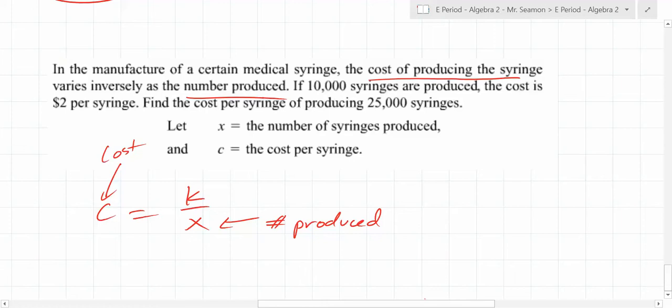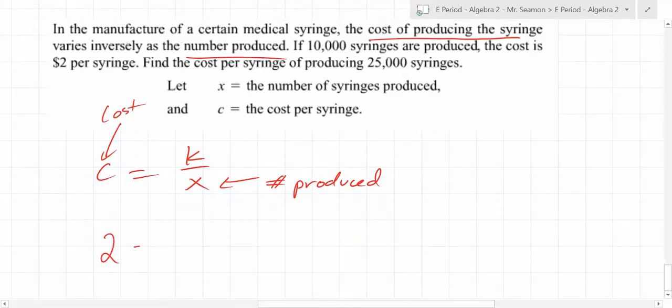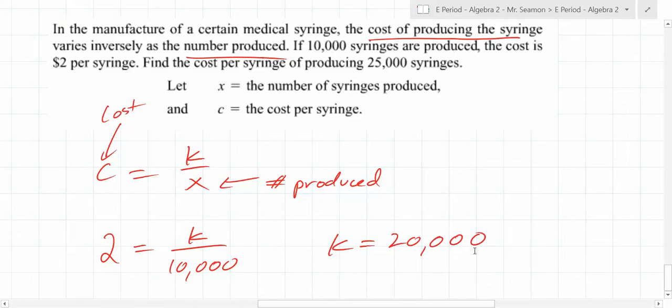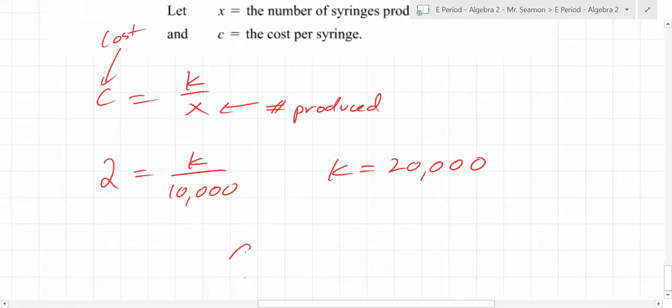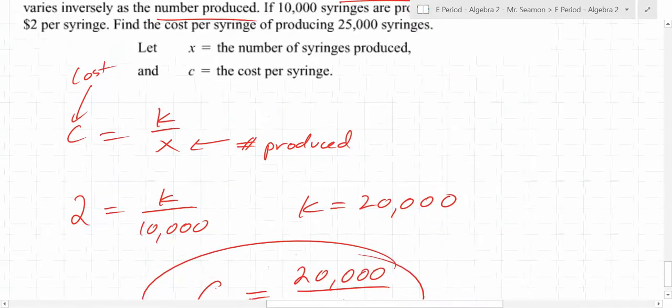If 10,000 syringes are produced, the cost is $2. So what does that mean we can do? 2 is equal to k over 10,000. So can we find k now? What's k equal to? 20,000. K is equal to 20,000. So can we write the actual function now? C is equal to 20,000 over x. There's our relationship.